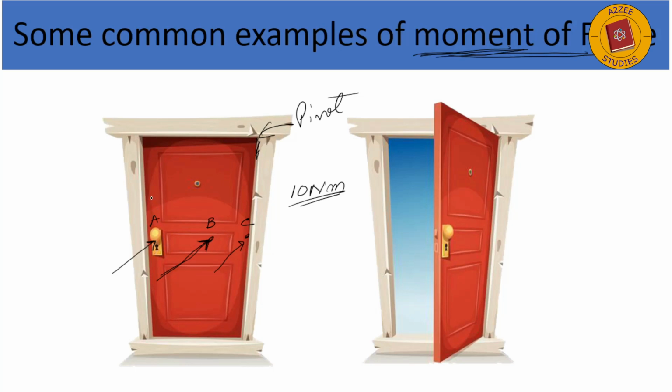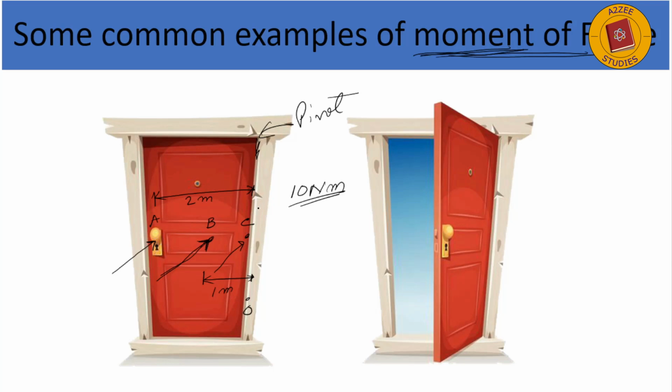And let us assume the distance from point A to the hinge is 2 meter. A 2 meter door is huge and rarely seen, but let us just assume that. From point B to the hinge it's 1 meter. Let's assume this point B is in the middle and C will be like 0, right? If you have any doubts, you can just mention in the comment.